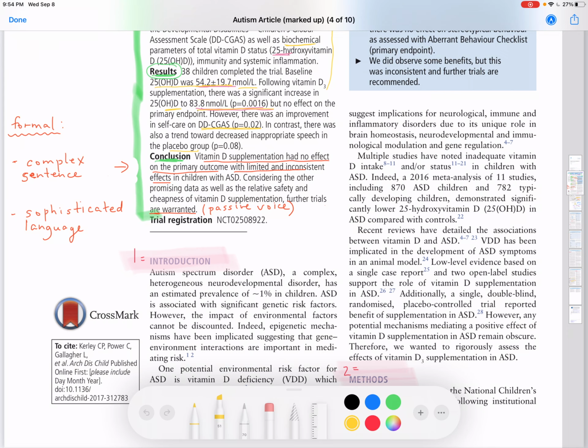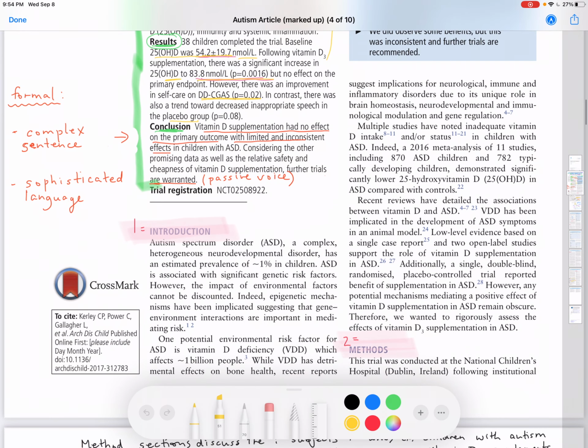Autism spectrum disorder is a complex, heterogeneous neurodevelopmental disorder. Heterogeneous, what does that mean? It means many different ways of presenting itself. Neurodevelopmental. Let's break that word up. Neuro. Can you see neuron? Developmental. Okay, adjective form for development. So it's some kind of developmental disorder affecting the neurons. Okay, let's go back now.